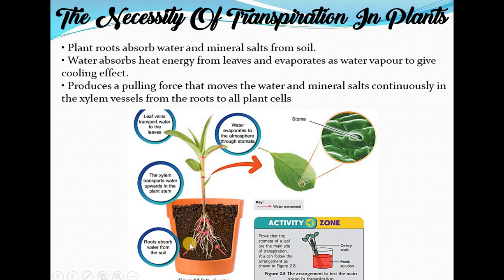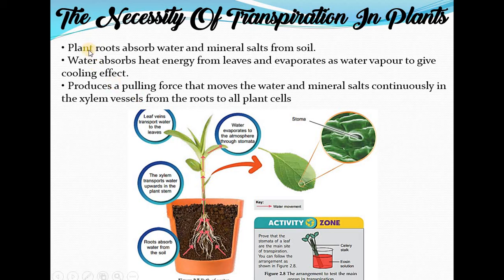And then the water enters into the xylem, and xylem transports water upwards in the plant stem. And then the leaf vein transports water to the leaf. So what happened here? Water evaporates into the atmosphere through transpiration, through the stoma. So what we can see here is the process of water loss through evaporation from the plants to the atmosphere.